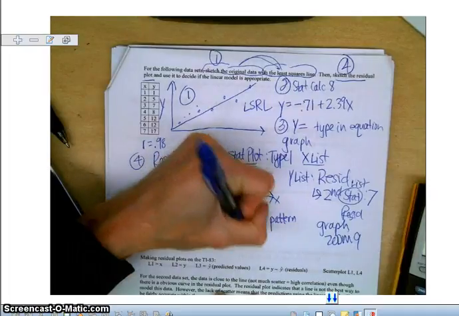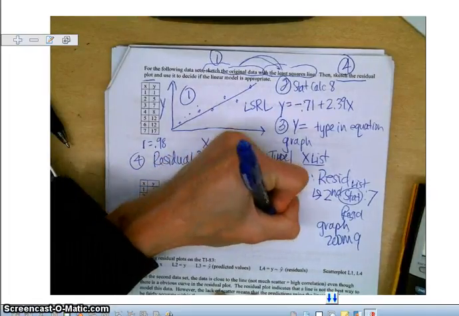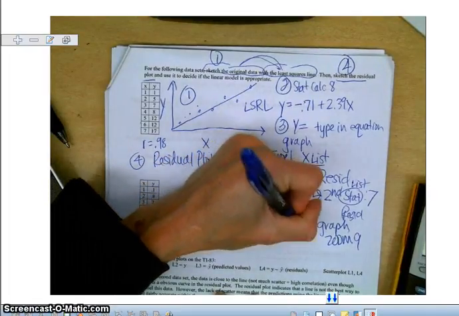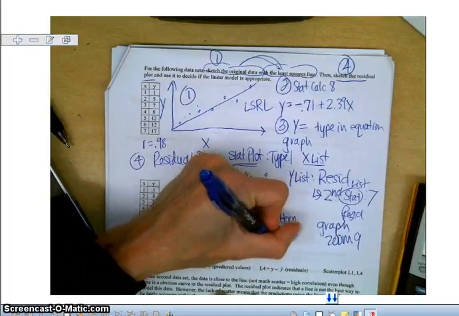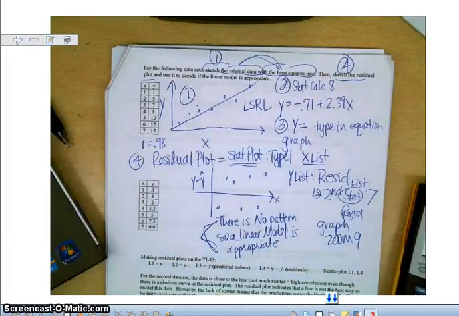So a linear model is appropriate. There is no pattern, so a linear model is appropriate.